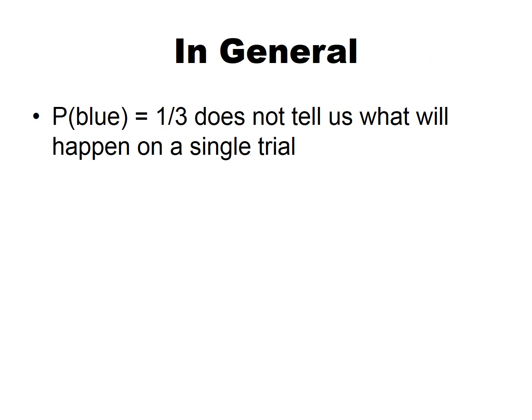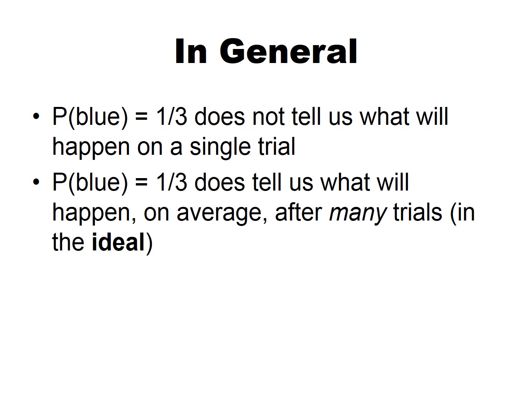So in general, a probability of blue equals 1/3 does not tell us what will happen on a single trial. If we spin the spinner once, we're either going to get blue or something else. That's all we can say for certain. This probability does not tell us what will happen on a single spin. However, it does tell us what will happen on average after many trials. And the book refers to this as in the ideal. So whenever you see that word ideal in the book, just think after many, many trials.